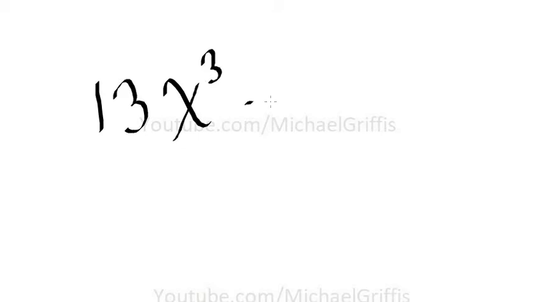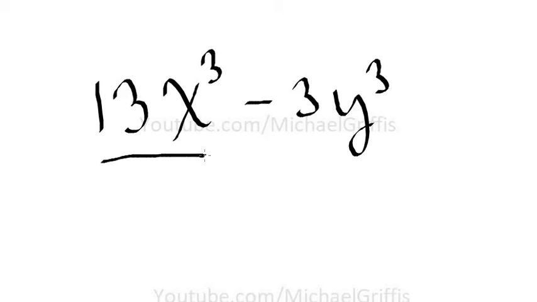Alright, let's take a look at another one. We have 13x to the third minus 3y cubed. Okay, so what are its terms? These are the terms. The coefficients, 13 and negative 3. It's a binomial, has 2 terms in it, and it's of degree 3. So you just look at the highest degree. Of course, they're both 3. So it's of degree 3.